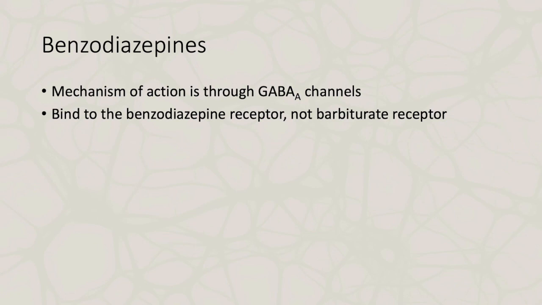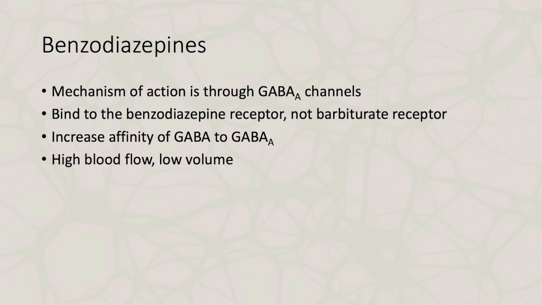Barbiturates, again, prolong the duration of action of GABA once it's bound to GABA-A, whereas benzodiazepines increase the affinity of GABA to GABA-A channels. One of the reasons why benzodiazepines work so quickly at controlling seizure is because they're one of the drugs that go to high blood flow, low volume organs first, which is going to be the brain. And they're also extremely lipophilic.